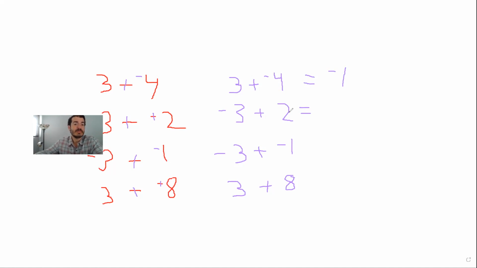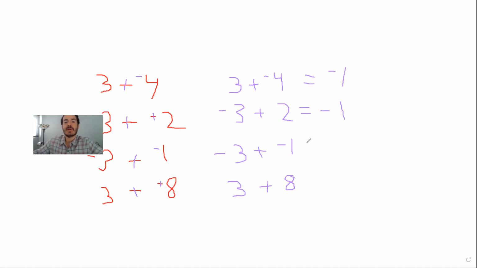-3 plus 2, party or war? Definitely a war because one's negative and one's positive. Which one's bigger? The 3 has a higher absolute value. So the answer is going to be negative. 3 minus 2 is 1. There we go.